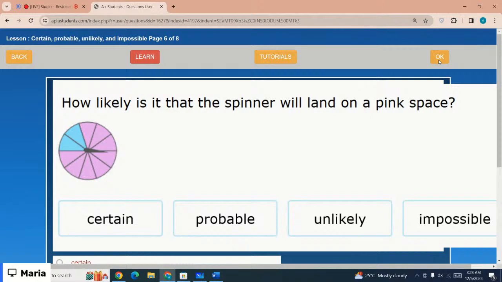How likely is it that the spinner will land on a pink space? So, which is the correct option? Okay, let's count the spaces on the spinner, right? There are 1, 2, 3, 4, 5, 6, 7, 8, 9, 10. There are 10 spaces on the spinner, right? 8 of them are pink and only 2 of them are blue. That means most of the portions are pink. So it is probable it will land on a pink space. The correct option is probable.